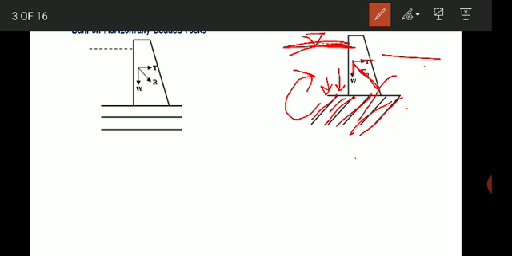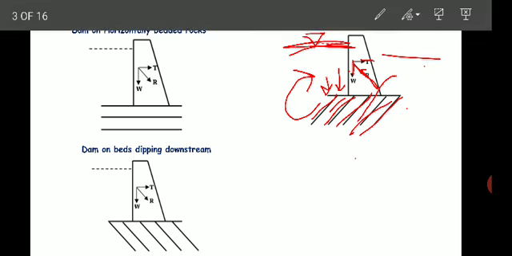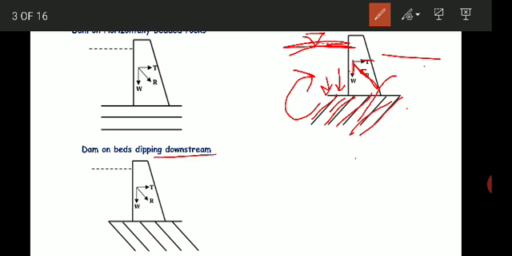Then if the beds are dipping on the downstream side, that is the next case, you can see here the beds are dipping on the downstream side. This is the upstream side of the dam and this is the downstream side of the dam, and the beds are dipping in the downstream direction. The dams which are constructed on rocks dipping in the downstream direction may not be safe. The reasons for being not safe are, if there is percolation of water, what will happen?